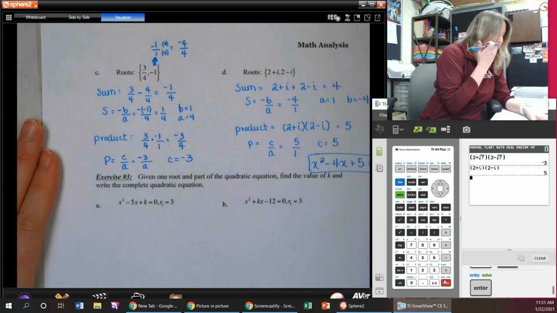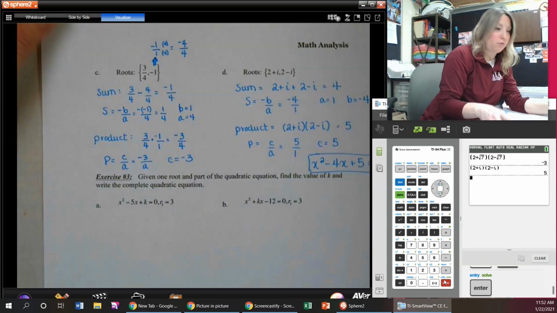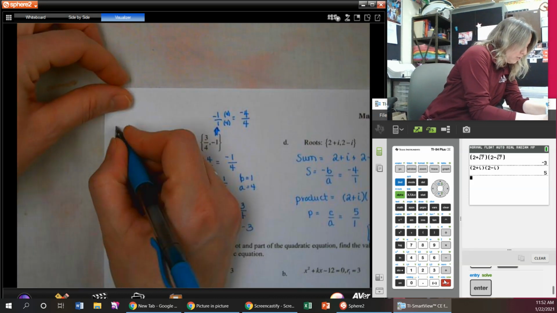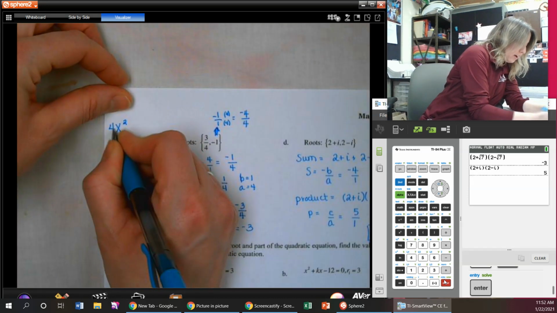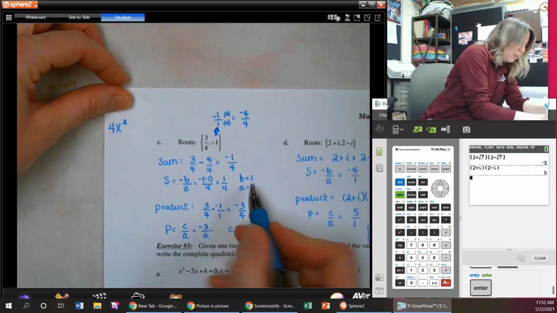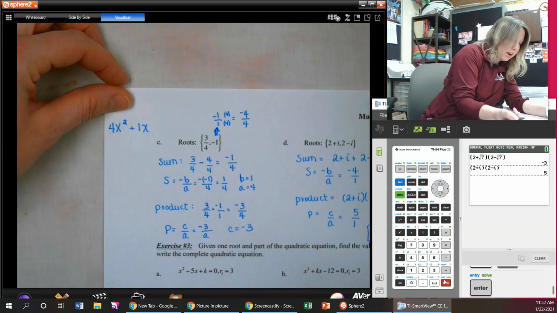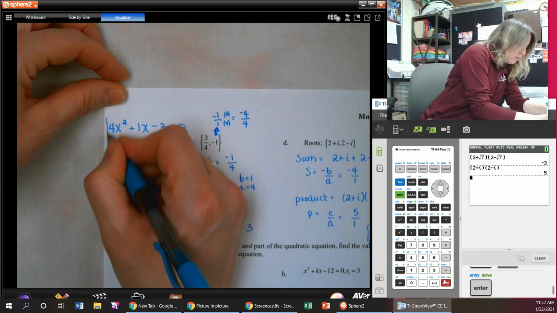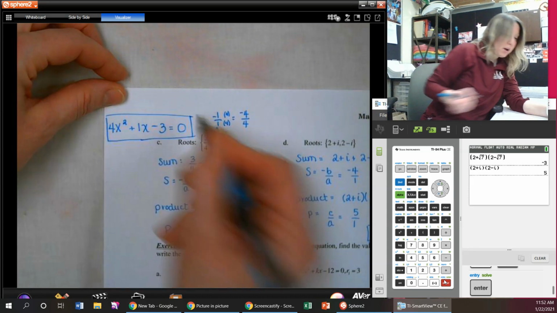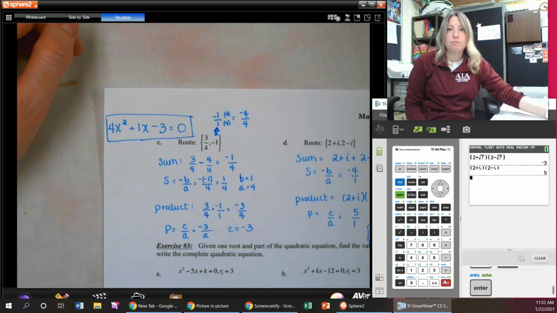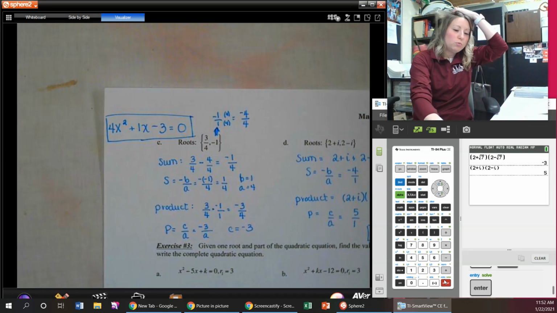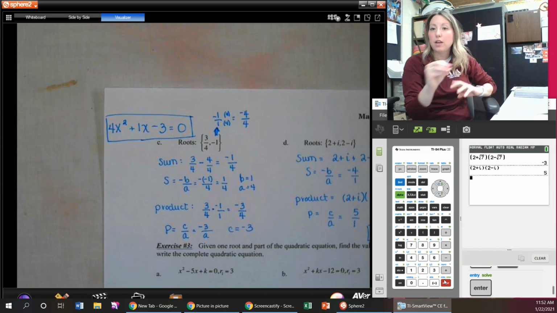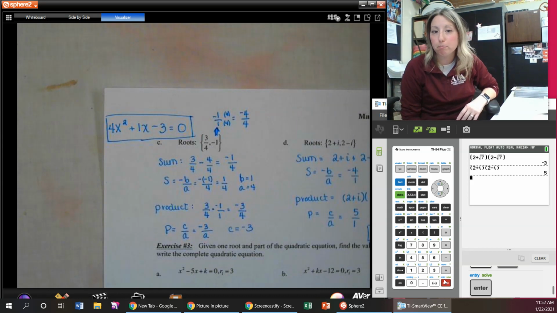So take and plug that in. I know I don't have a lot of room to write my equation, but that is what I was asked for. So I'll do it up here: 4x squared plus 1x, or just x, minus 3 equals 0. That is my equation. So you can use knowing the roots to then go backwards and find the equation they came from.